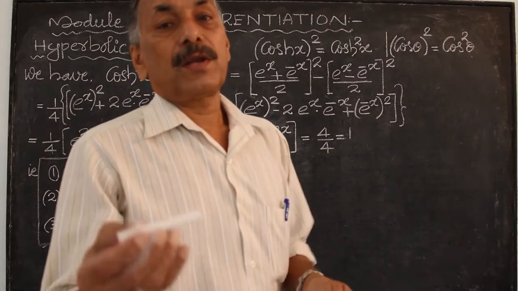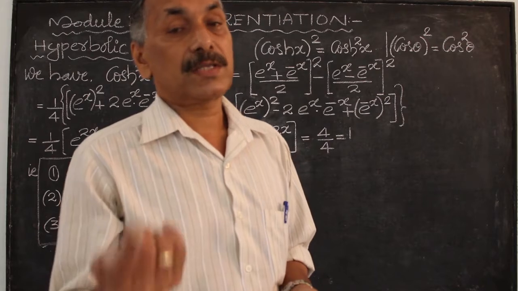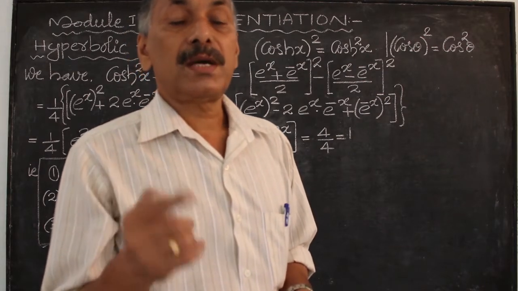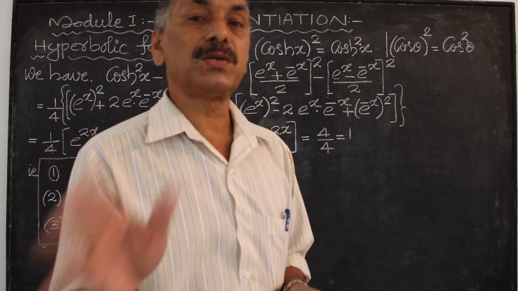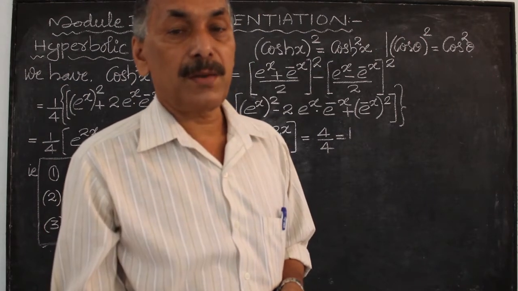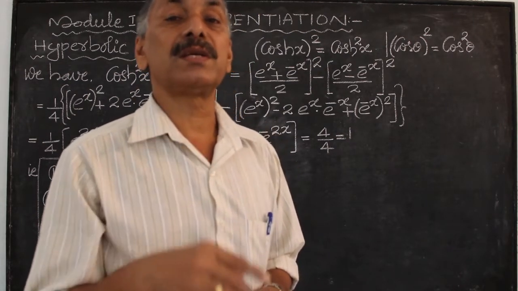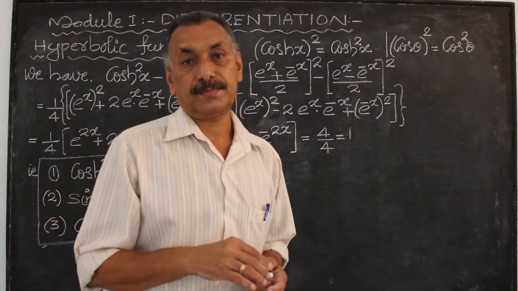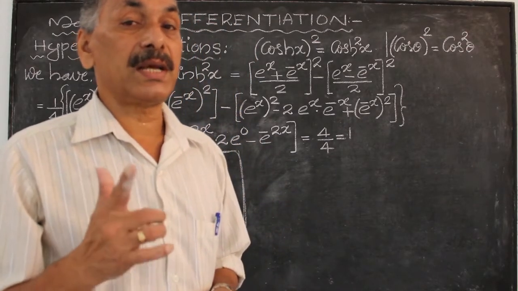In the case of trigonometric functions, we have certain results. The first one is cos square theta plus sin square theta is equal to 1, or cos square x plus sin square x is equal to 1. Cos square of an angle plus sin square of the same angle is equal to 1.